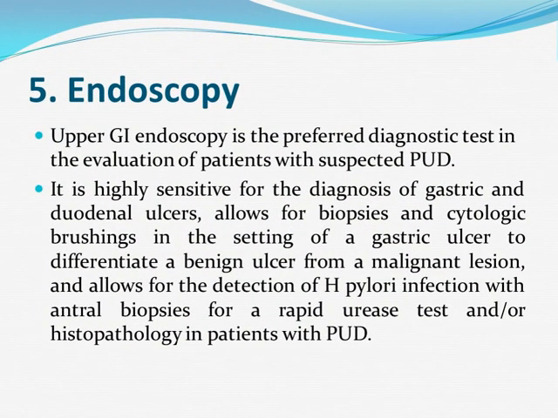Fifth is endoscopy. Upper GI endoscopy is the preferred diagnostic test in the evaluation of patients with suspected PUD. It is highly sensitive for the diagnosis of gastric and duodenal ulcers. It allows for biopsies and cytological brushings in the setting of a gastric ulcer to differentiate a benign ulcer from a malignant disease, and allows for the detection of H. pylori infection with antral biopsies for a rapid urease test and/or histopathology in patients with peptic ulcer disease.